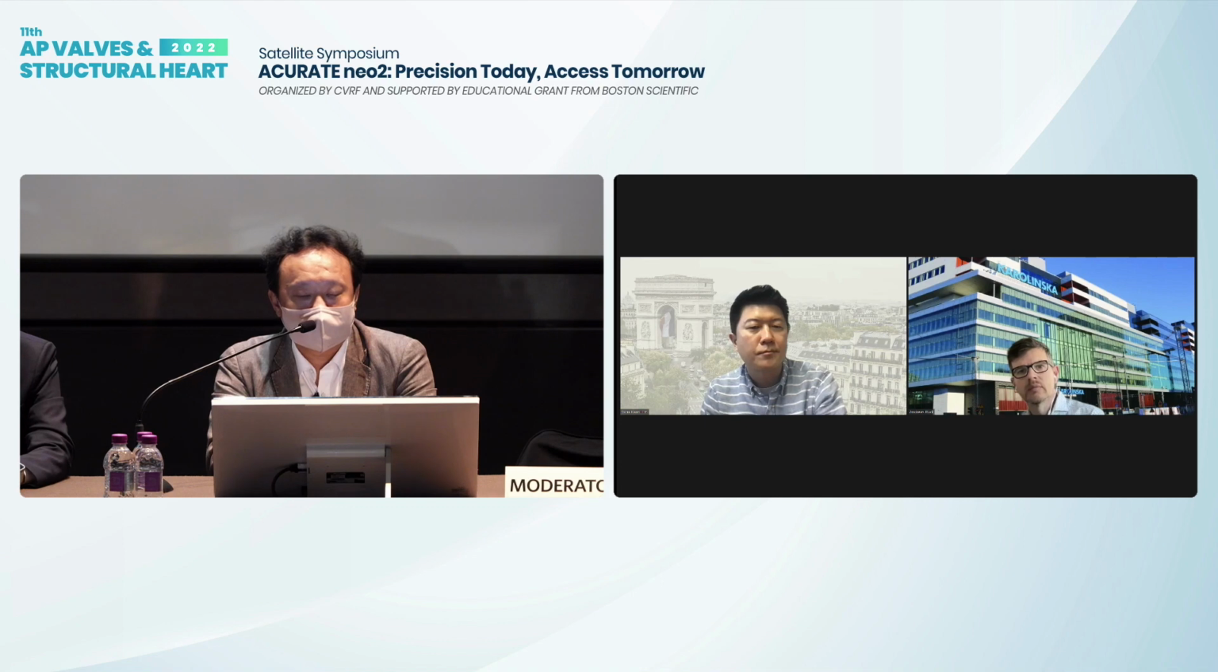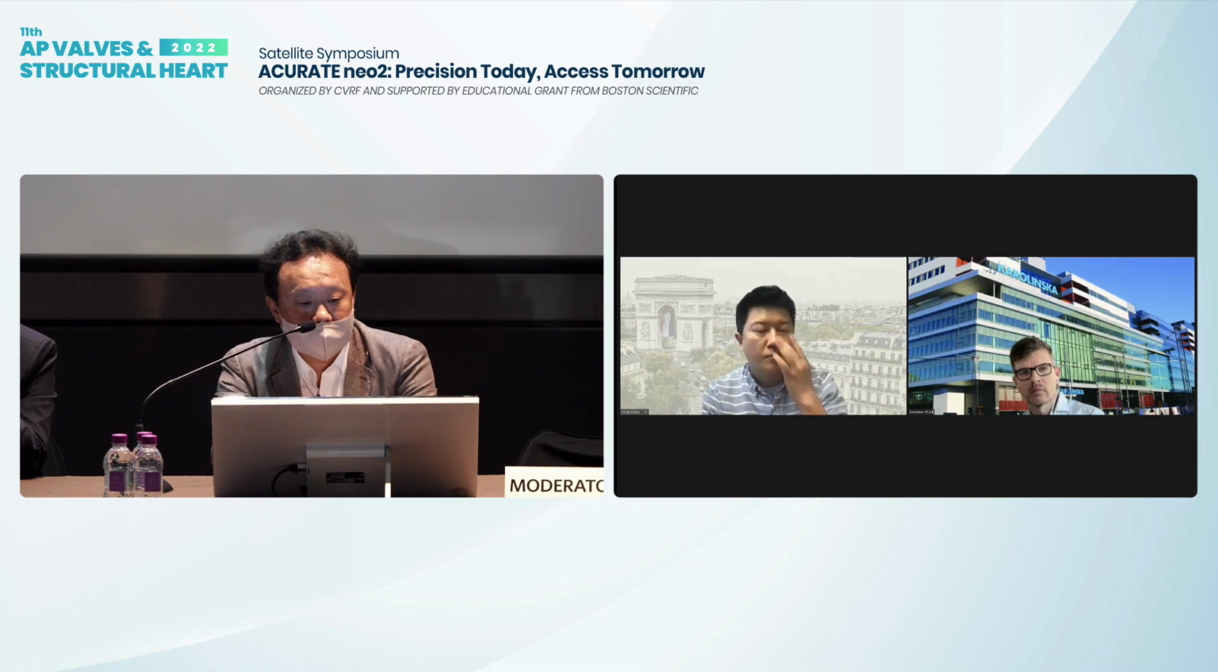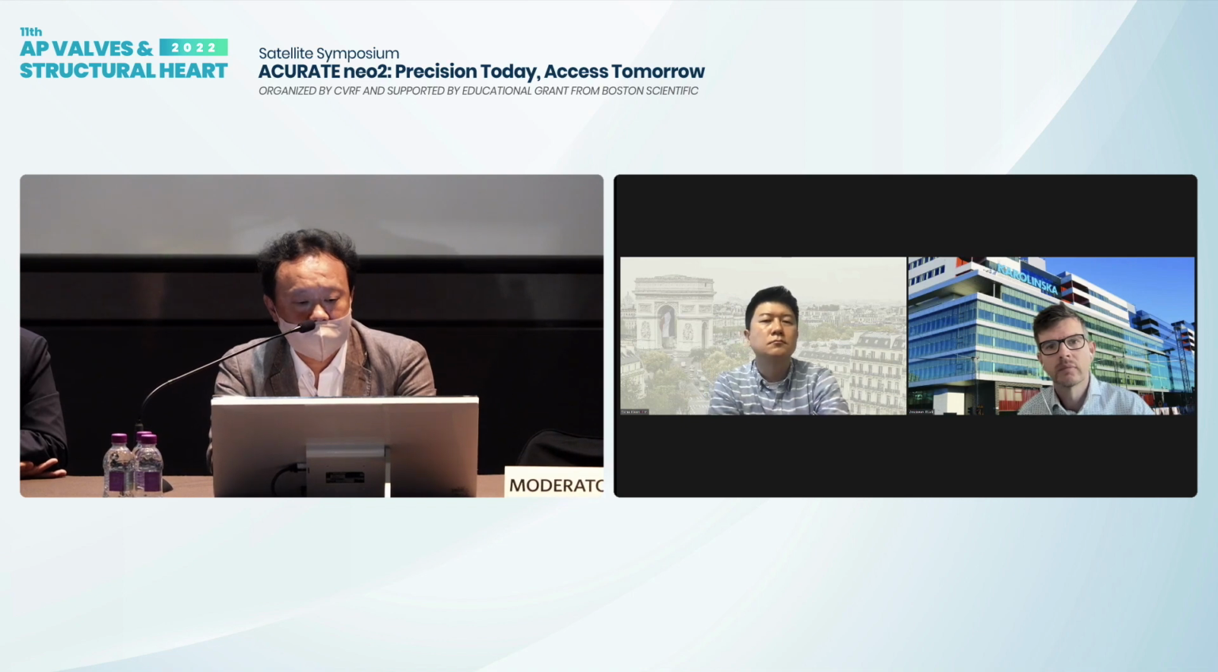Okay, I think that the most distinguished different point compared with other pre-existing valves, the Evolut valve and the Sapien valve, is that the ACURATE Neo has an upper crown and top-down valve deployment method, right? When it comes to the upper crown, I have a concern about the possible traumatic injury of the upper crown to the sinus of Valsalva. And second is an obstacle to correct positioning by the upper crown. Is it possible? What do you think about that?